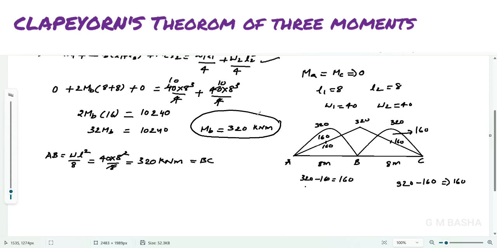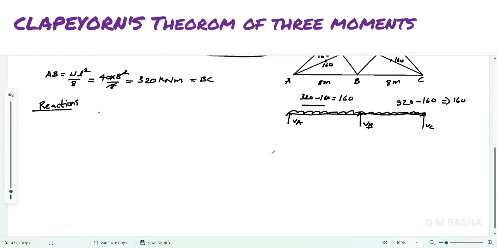So our first task is completed, to find the support moments, and our next task is to find the reactions. Support reactions in the sense, what we have to find: VA, VB, and VC for the spans AB and BC. Clear? We will see that one here.